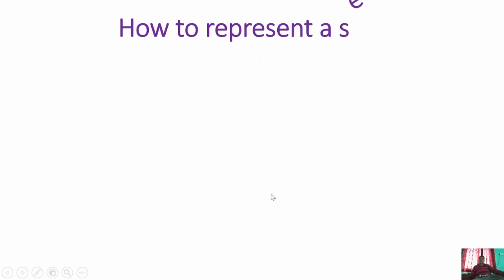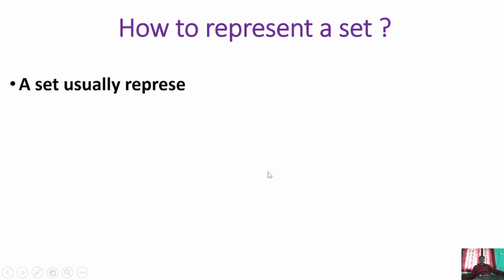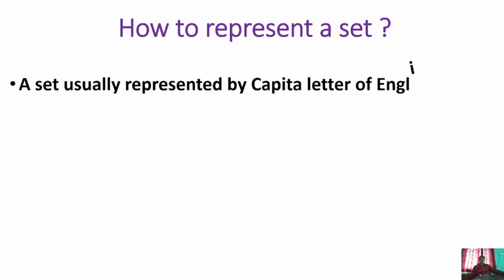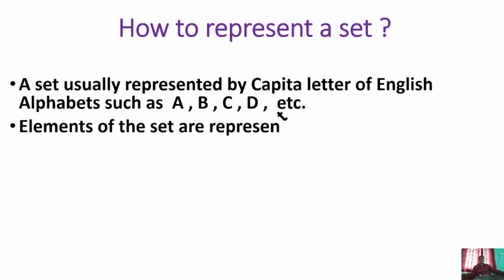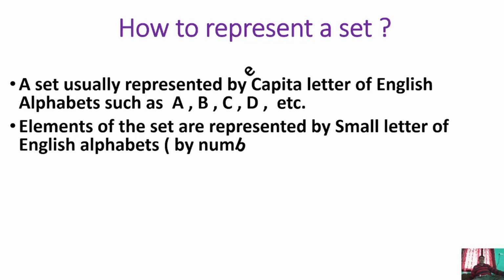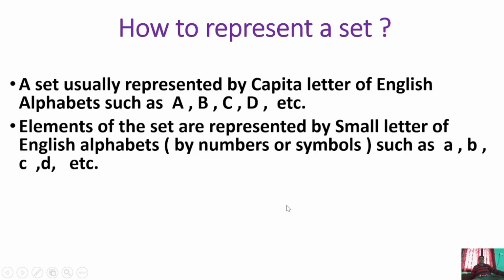So how to represent a set? A set is usually represented by the capital letters of the English alphabet, such as capital A, capital B, capital C, capital D, etc. The elements of the set are usually denoted by the small letters of the English alphabet such as small a, small b, small c, small d, etc. Or we can also use numbers or symbols to represent the elements of the set.